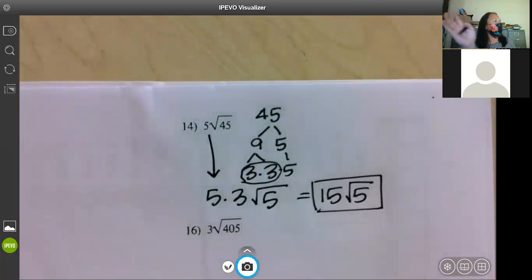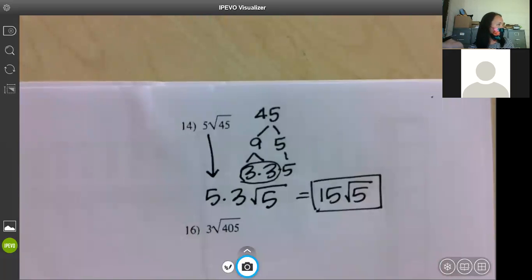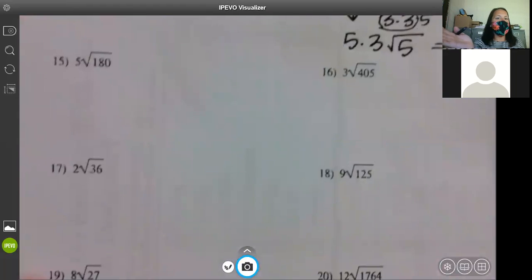Okay, none of these are any different. I'm going to look at 17 real fast. That one's going to be a little bit weird, but everything else is just bigger numbers. So it's just getting into bigger factors, okay? So don't stress about it. It's the same thing.